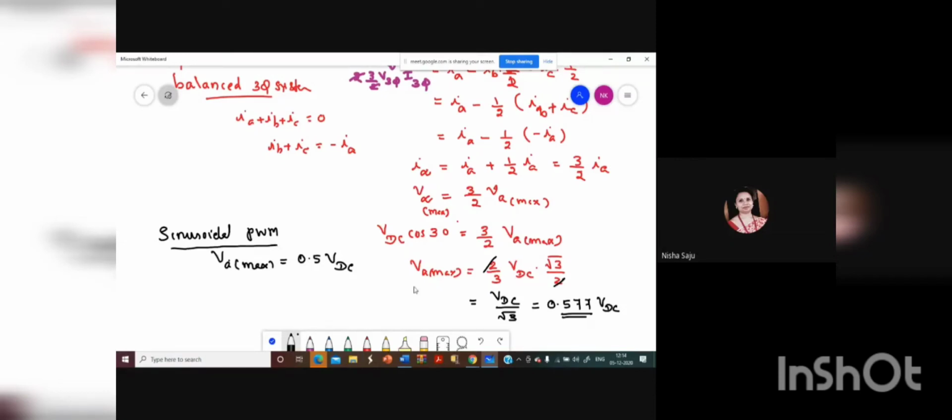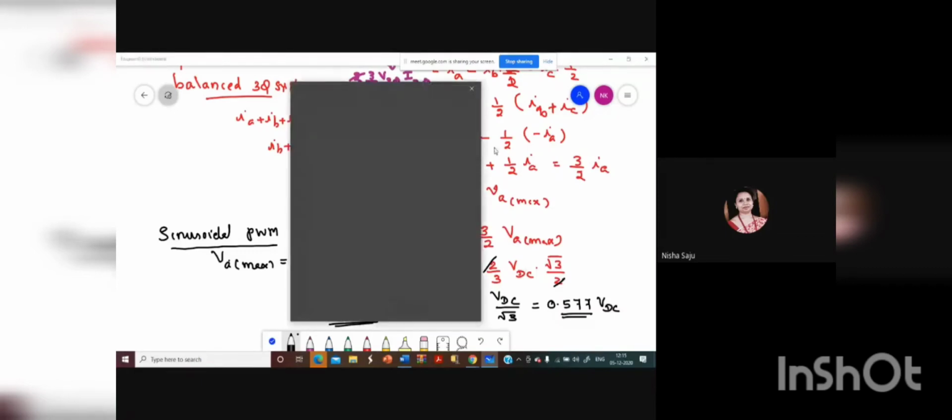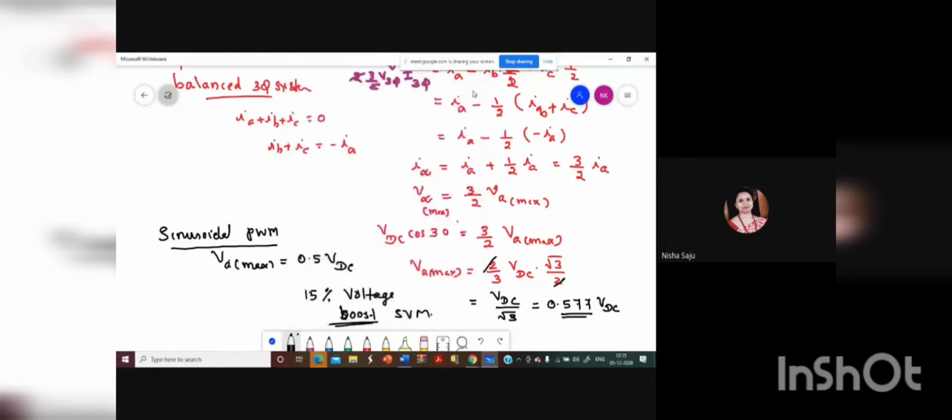So from this proof, it is clear that space vector modulation will be having a voltage boosting of up to 15%. If you take 0.577 divided by 0.5 into 100, you will be getting 15% voltage boosting in the case of space vector modulation. Voltage boost will be taking place in the case of SVM. Is that part clear? Okay. Then we will be moving on to the generation of pulses. That's also very, very important. So I will move on to the generation of pulses.